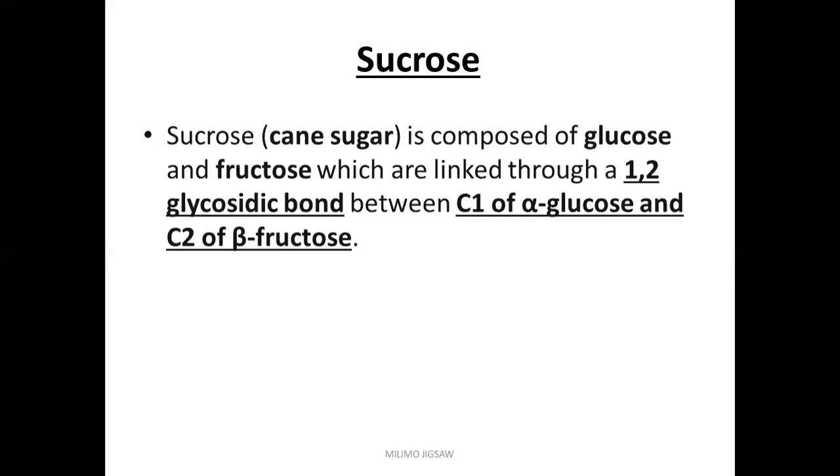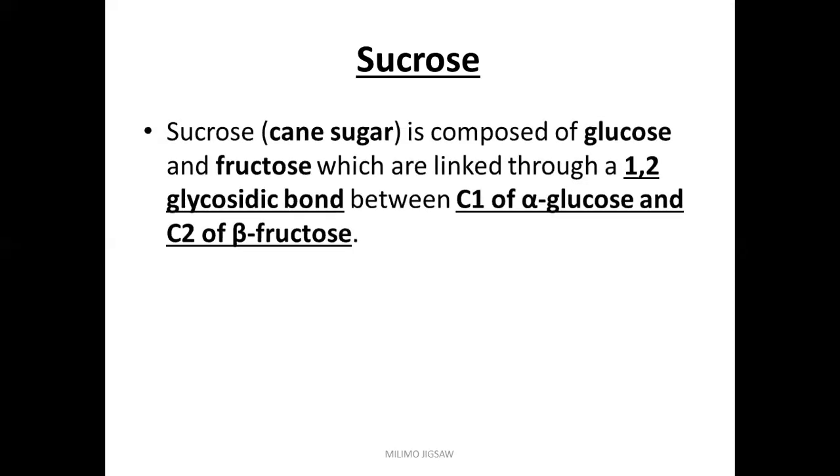And now when you look at sucrose, also known as cane sugar, it's composed of, as I have already mentioned, glucose and fructose. And these are linked through a 1,2 glycosidic bond. So it's carbon 1 of alpha glucose and carbon 2 of beta fructose, forming a 1,2 glycosidic bond. The 1 and the 2 simply imply the carbons that are involved, the positions.